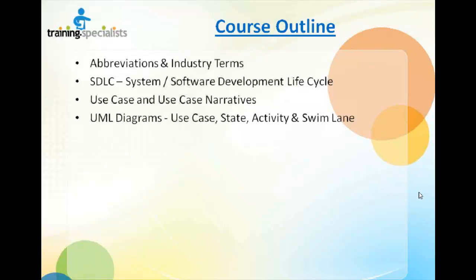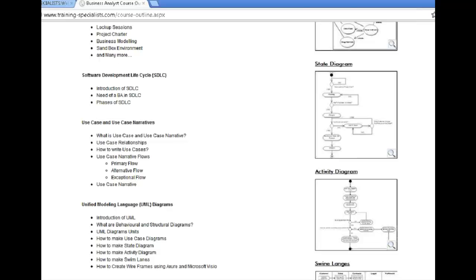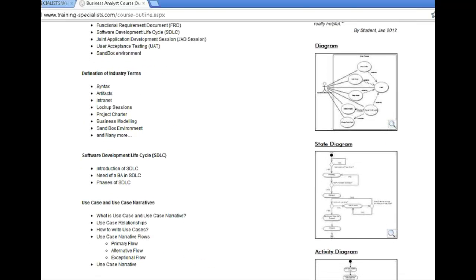We're going to be talking about the UML diagrams. There are multiple different kinds of diagrams out there, but as a BA, the main diagrams that you have to focus upon are use case, state diagrams, activity diagrams, and swim lanes. Again, if you go back to our website, you will see there the examples of everything.